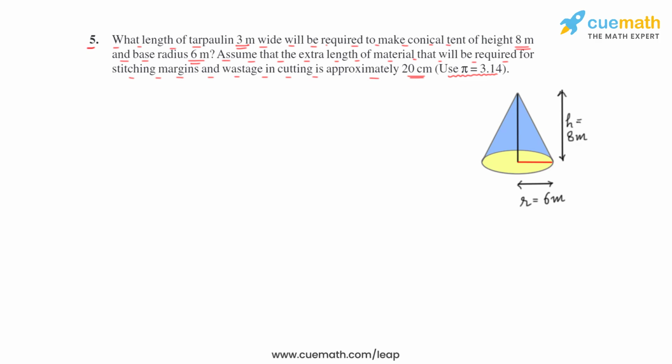We know that the curved surface area of a cone is pi into r into L, but we do not have L. So firstly we have to find L. You can see that the radius is 6, so this will be 6. If we make this right triangle which is there in the cone, then here this will be 6, this will be 8, and this is L. So using the Pythagoras theorem we will find the value of L.